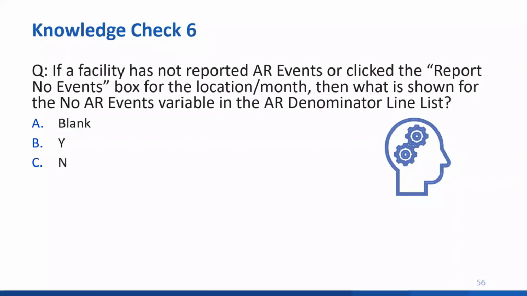So then let's get into our next knowledge check. The question is, if a facility has not reported AR events or clicked the report no events box for this location and month, then what is shown for the no AR events variable in the AR denominator line list? So no AR events were reported for this location and month, and the facility did not click the report no events box. So what is shown in the output for the no AR events variable? A, blank, B, yes, C, no.